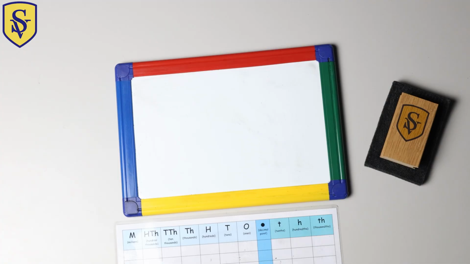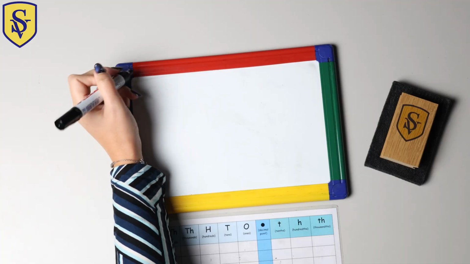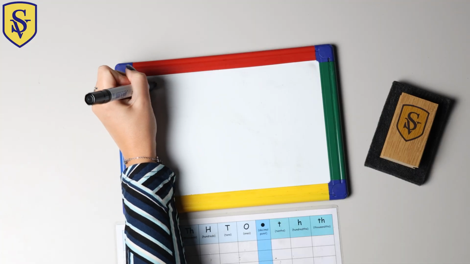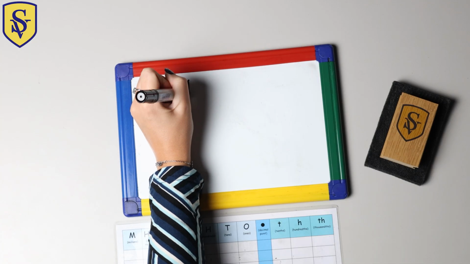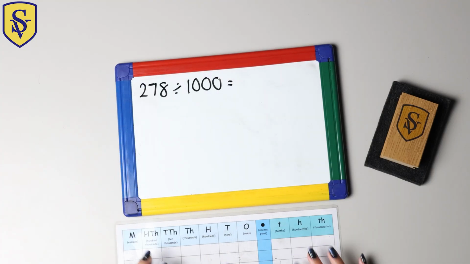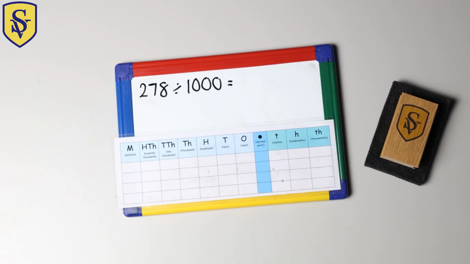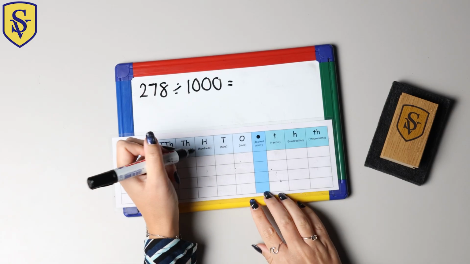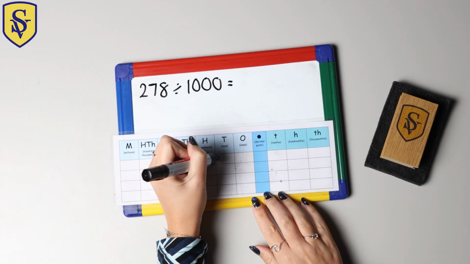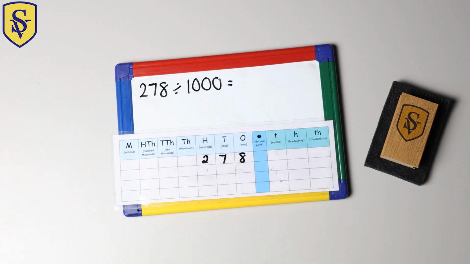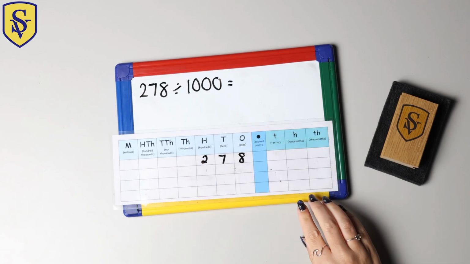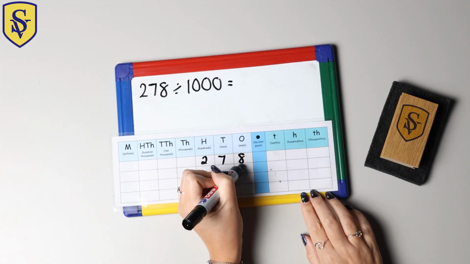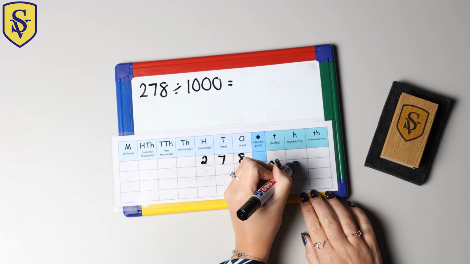So this time we are going to be dividing by 1000. So we have the number 278 divided by 1000. And we put it on the place value grid in the correct columns. So 278. And as we're dividing, we're moving to the right, and there are 3 zeros in 1000, so it's 3 jumps to the right. So I'm going to start at the 8, jumping over the decimal point. 1, 2, 3.